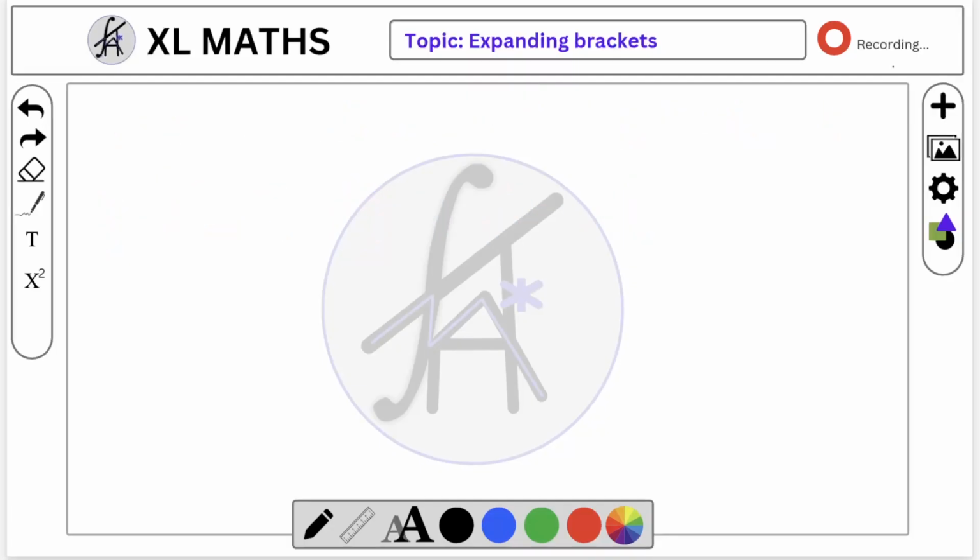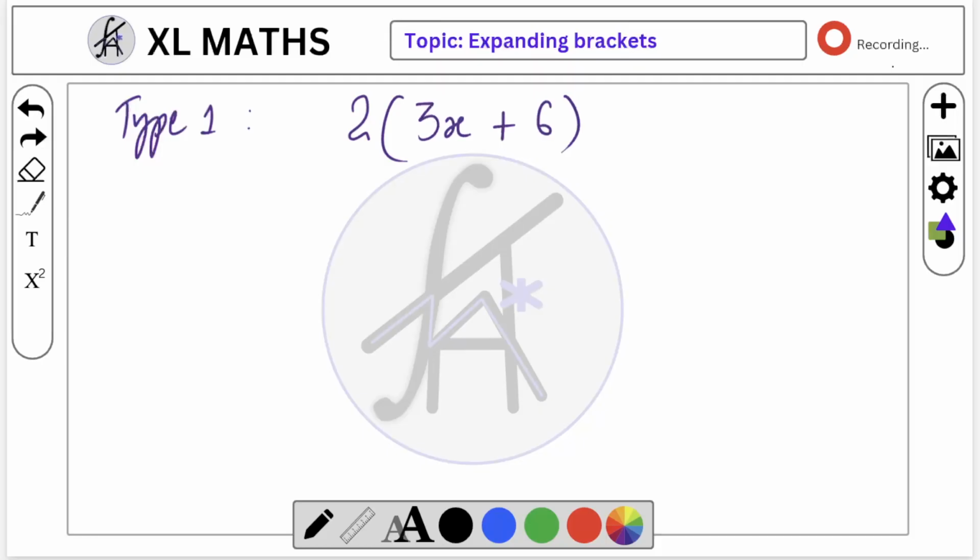So the first type, type 1, is when we have a number outside the bracket: 2(3x plus 6). So what do we have outside? This is the outside number, which is a common product of both the terms. How do we know how many terms there are? Terms are connected by operators like plus or minus. So we have two things connected by one plus sign, and one plus sign can connect two terms. So we have 3x and 6.